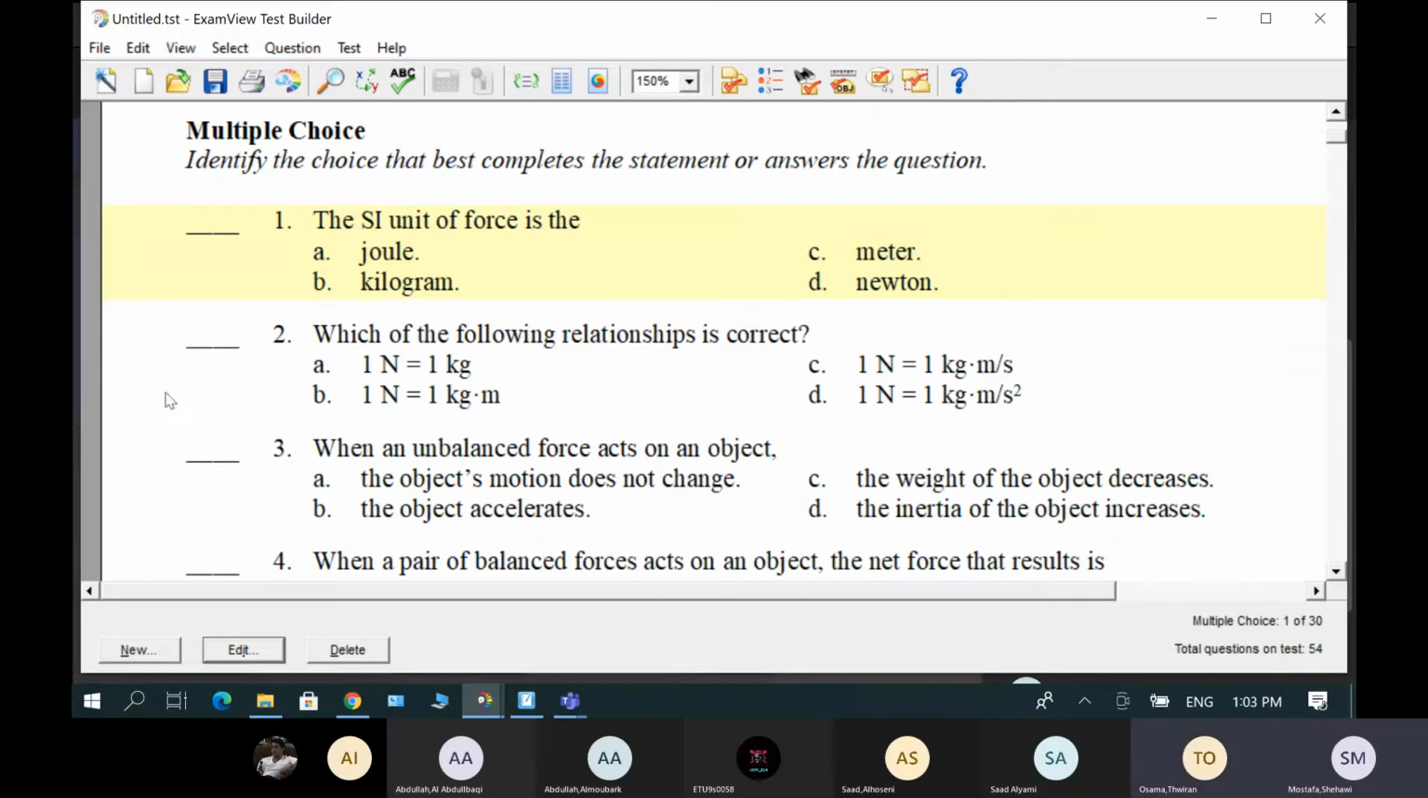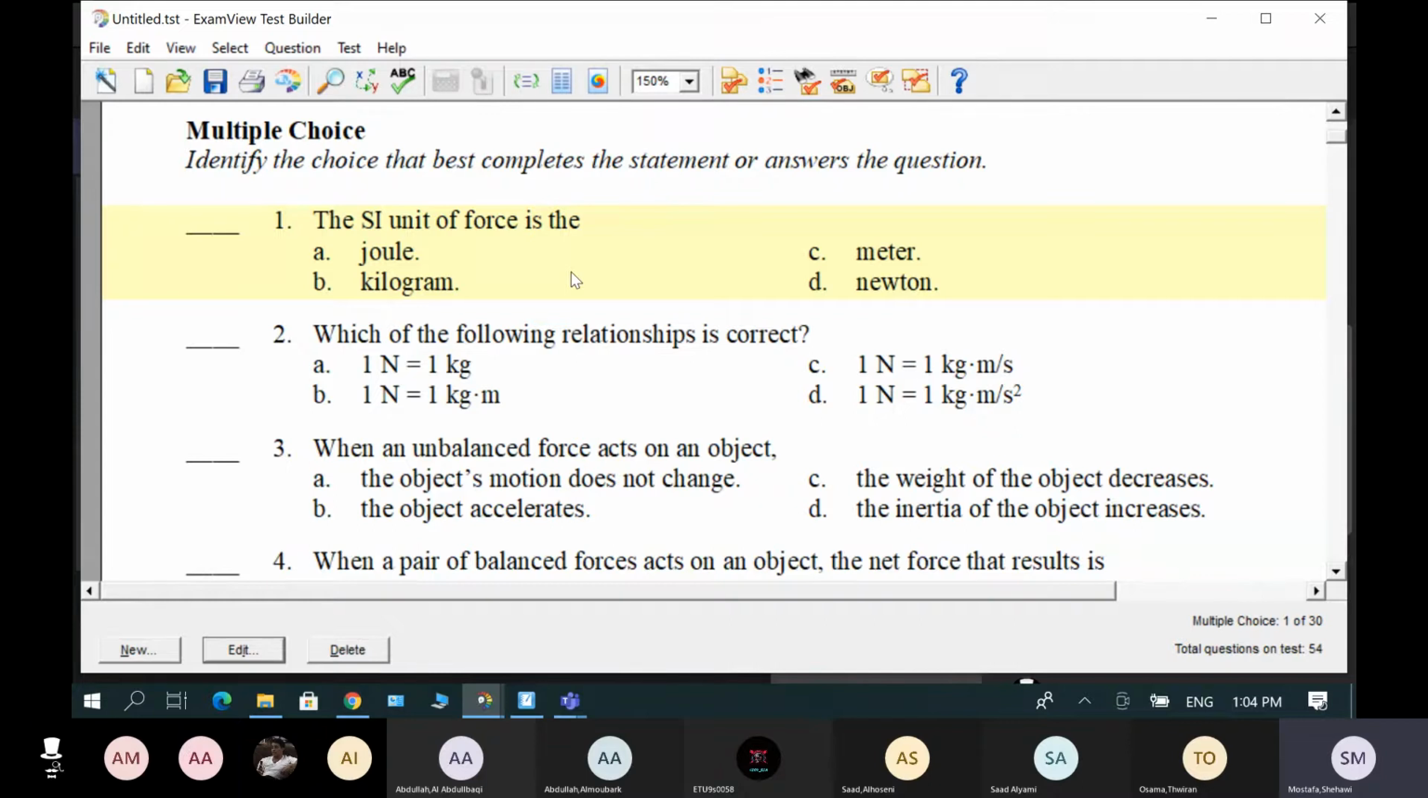Yes, mister. The SI unit of force is? Yes. Just give me a second, mister. Take a second. Mister, will you send this on WhatsApp? I'll send the video on Coursera, not the worksheet.